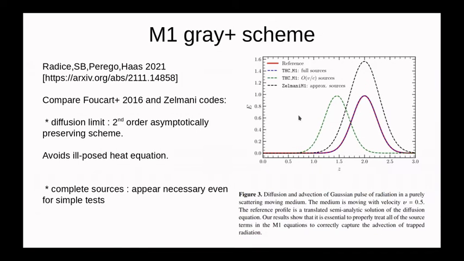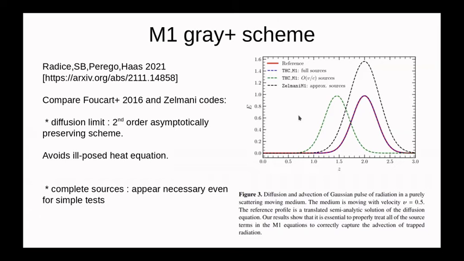Okay, briefly, this is just a technical note. There are essentially only two M1 grid schemes that are used at the moment in merger simulations. And our implementation followed closely the implementation of Foucault, but differs in two important aspects. One is a flux scheme that actually captures properly the diffusion limit with the central scheme. So this avoids having to deal with ill-posed types of heat equations.